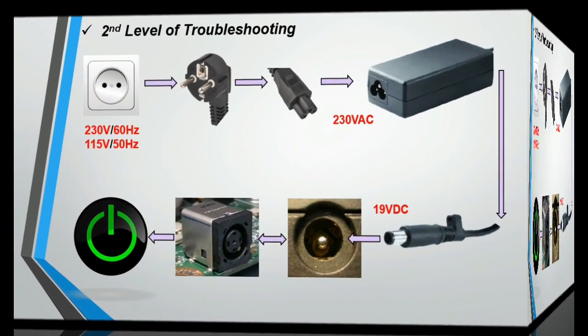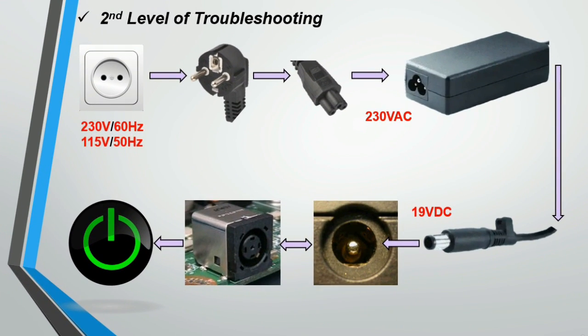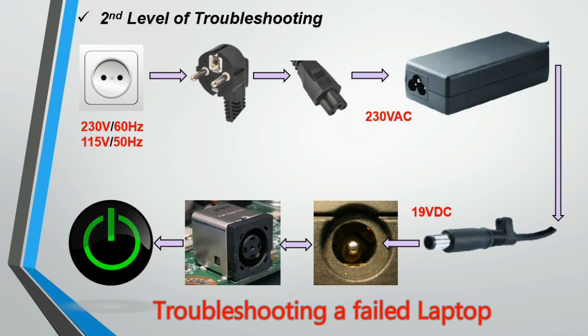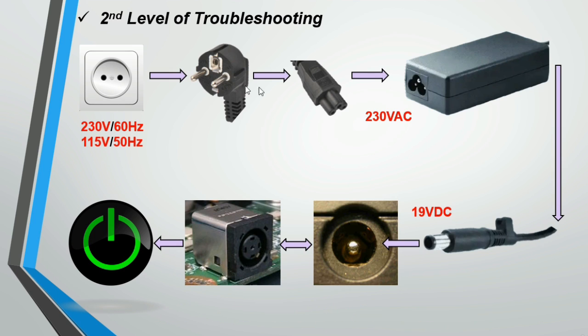The second level of troubleshooting. We're going to continue troubleshooting a failed laptop that does not want to turn on. This is the path that we will follow to troubleshoot this laptop. As you see, here we have the plug with 230 volt and 60 Hz or 115 volt and 50 Hz. These are the two terminals of the power cable.